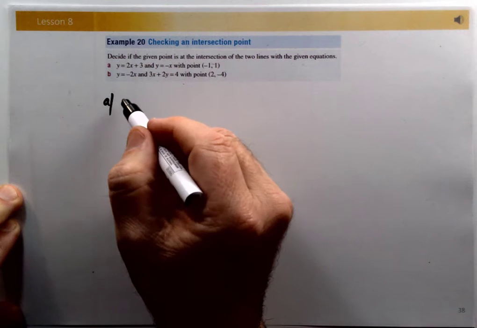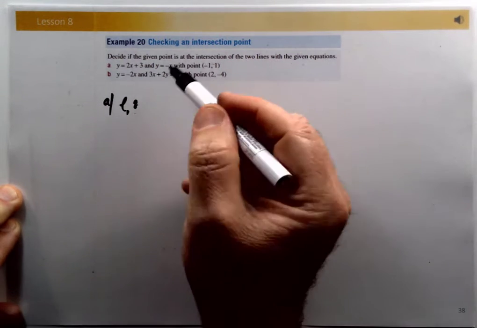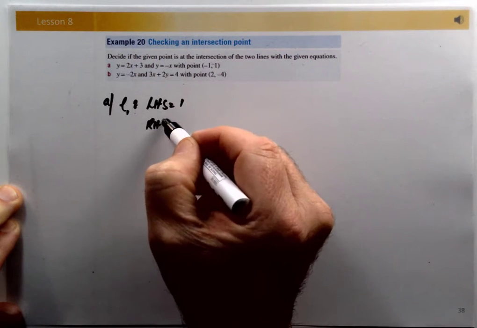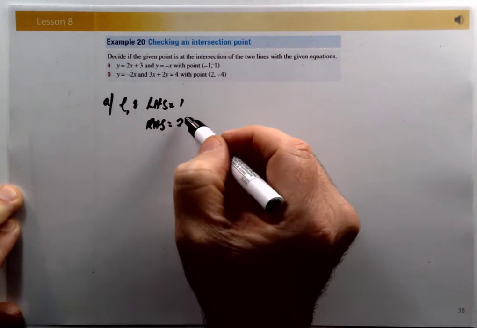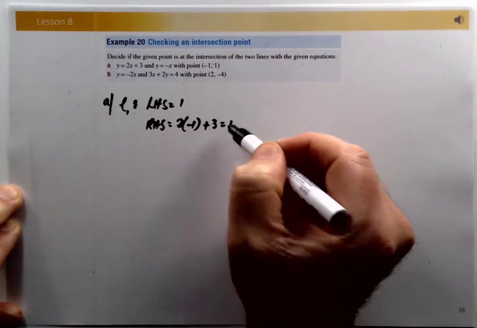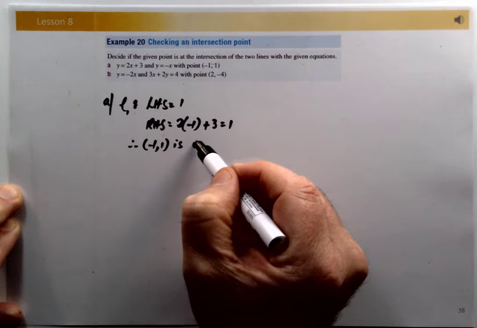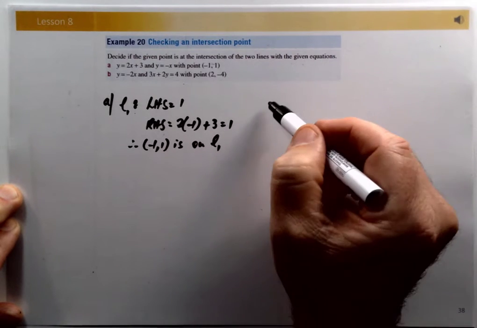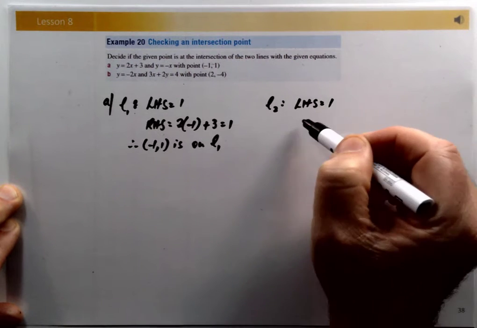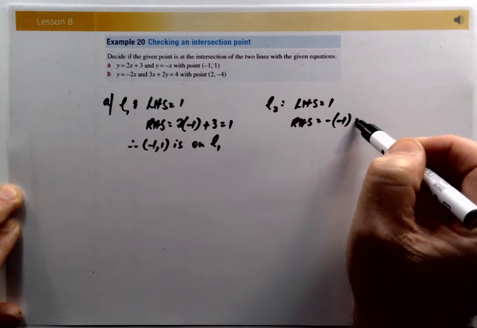So in part A, for line 1, you can write that as a curly L if you like. The left hand side is just the y value, which is 1. The right hand side is going to be 2 lots of the x value plus 3, so that's equal to 1 as well. So we know minus 1, 1 is on the first line, L1. For L2, again the left hand side is just the y value. The right hand side is minus the x value, which is equal to 1.